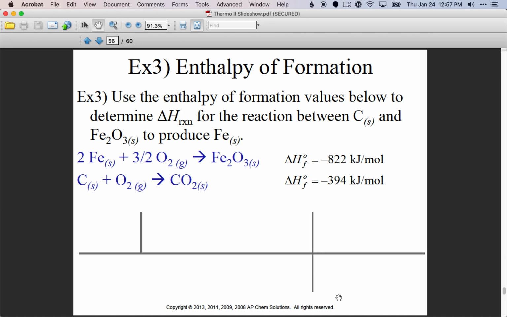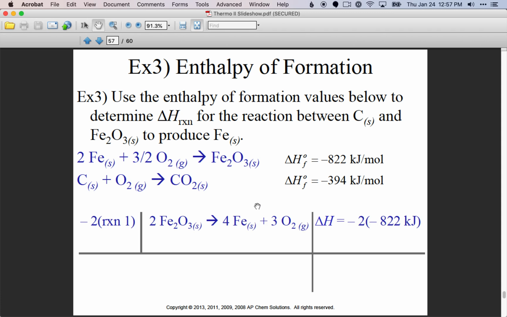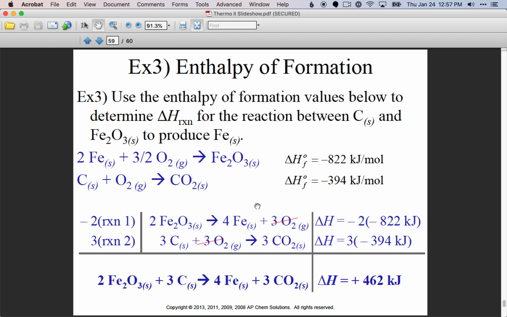Okay, so here is an example where we can use different equations to figure out the overall equation for combining carbon and iron 3 oxide. So notice that they have their individual heats of formation. Now, we're going to double reaction 1, and then we're going to triple reaction 2 so that we can have a balanced chemical equation. And notice when you do that, you get a positive enthalpy. This kind of tells you that it's not a spontaneous reaction and it would take a lot of energy to help generate iron by itself using this method.